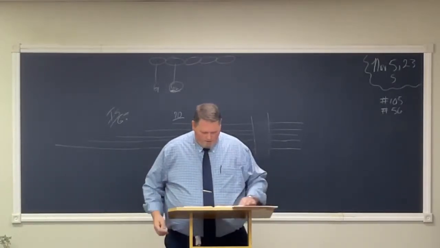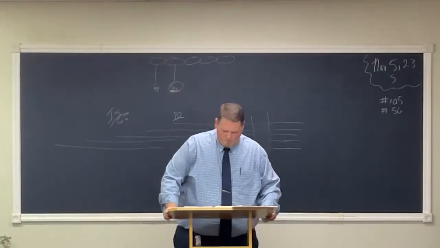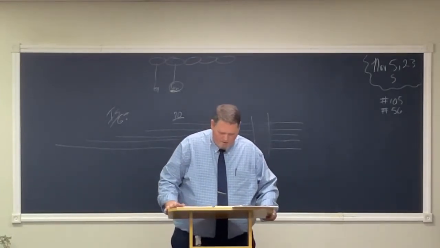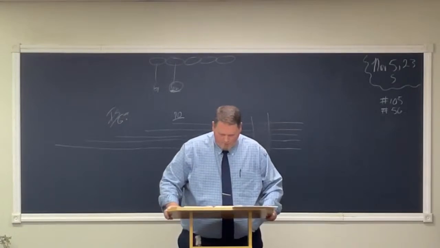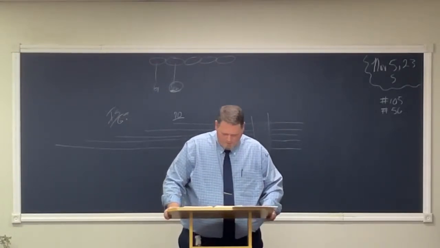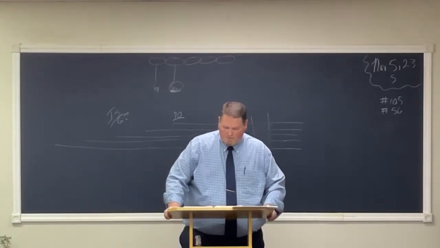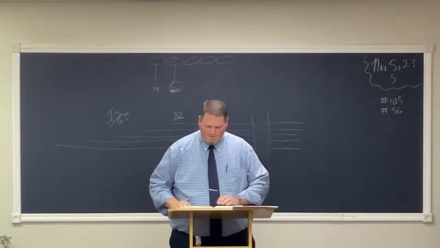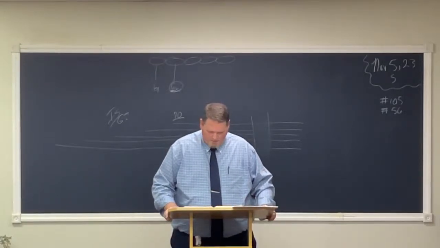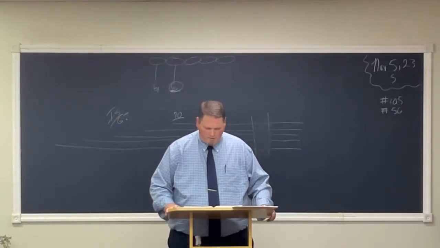Thou, O king, sawest and behold a great image. This great image, whose brightness was excellent, stood before thee, and the form thereof was terrible. The image's head was of fine gold, his breast and his arms of silver, his belly and his thighs of brass, his legs of iron, his feet part of iron and part of clay.